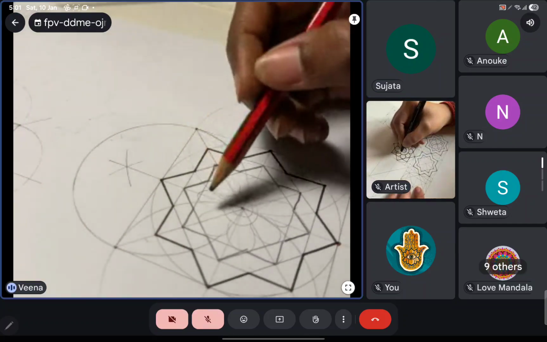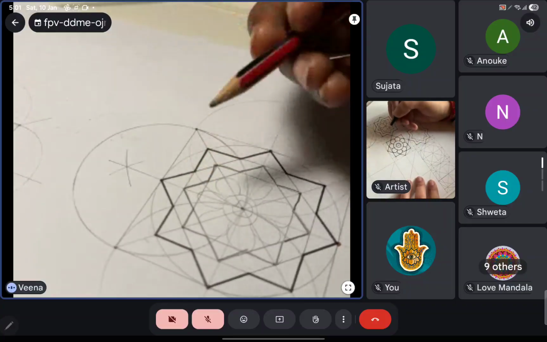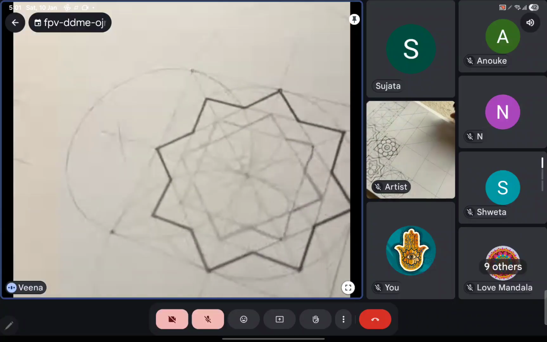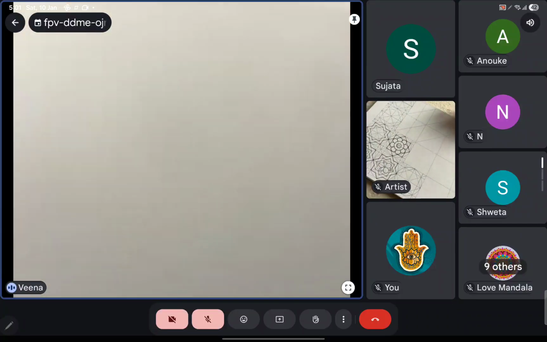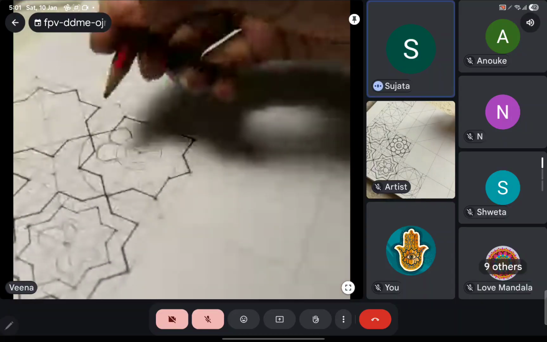Exactly. Okay. So why I have not asked you to make a double border whenever there's a mandala is because you need to draw a pattern inside this. So if you draw a double one, then it will become cramped. It will become messy.